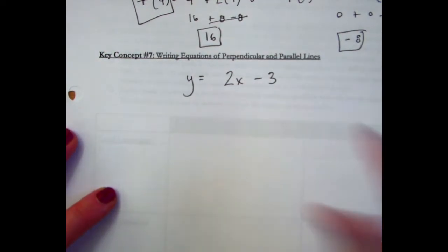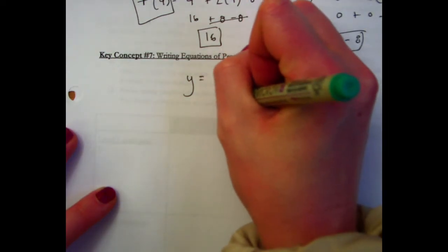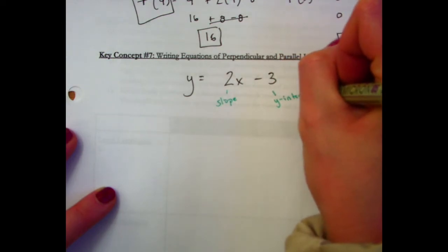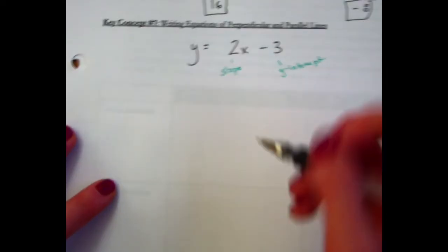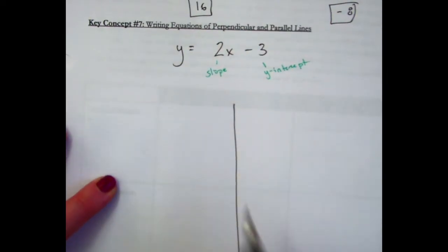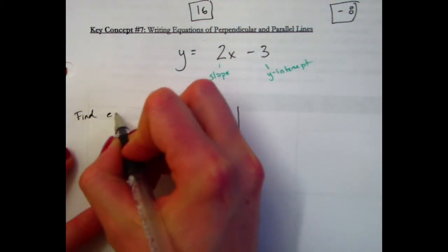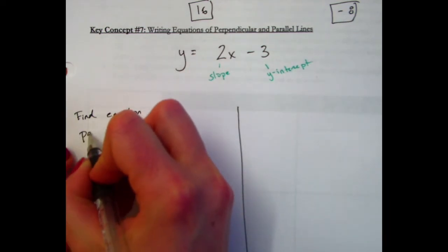And there's kind of two different directions the question could go. So let's split this in two. One thing you could be asked is to find the equation of a parallel line that goes through a certain point. So we'll say through 1, 1.